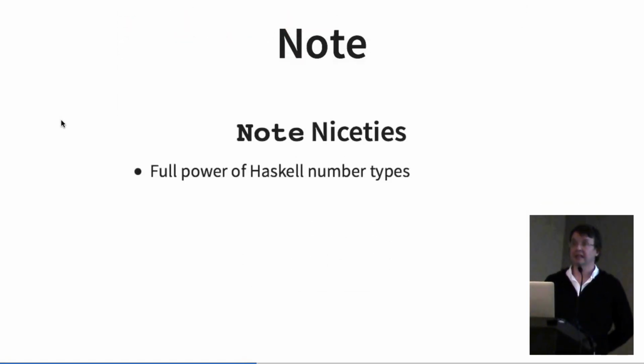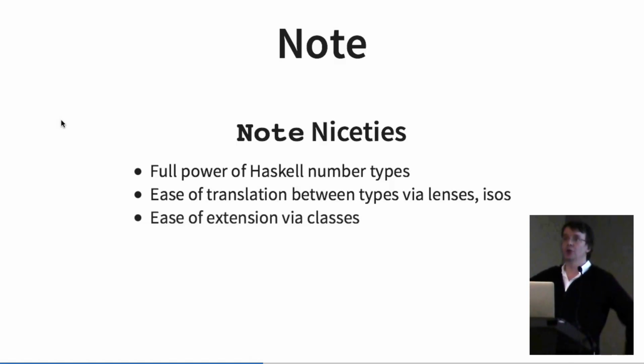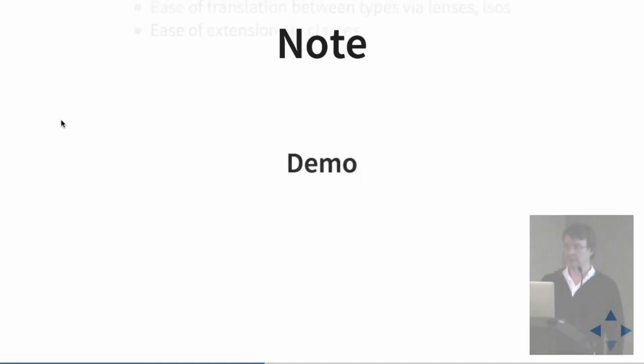So what are the niceties? I get the full power of Haskell number types, and I can use whatever Haskell number type I want. It's really easy to translate between them because of ISOs and lenses. And by using these class things, I can write other note-like things and attach things to them pretty much as I see fit. What I'm basically trying to do is write the perfect minimal music DSL for somebody to go do whatever the hell they want with it.